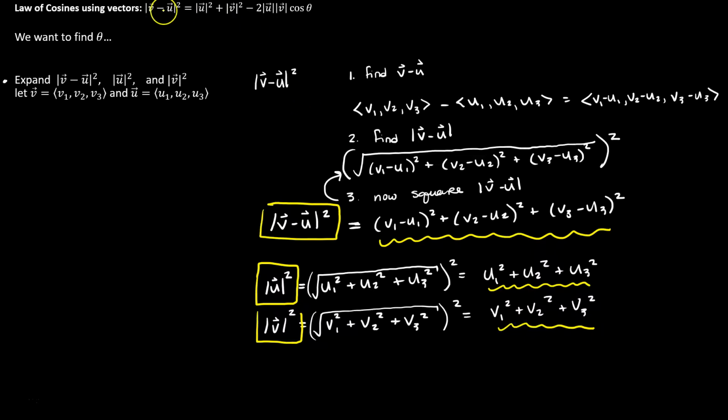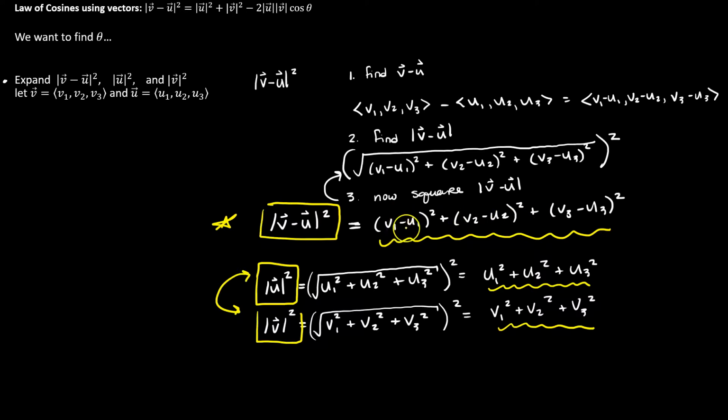Notice that on the left-hand side, we have the magnitude of v minus u squared. And then on the right-hand side, we have magnitude u squared plus magnitude v squared. So these terms, the magnitude of u squared and the magnitude of v squared, are going to balance out with some of the terms that appeared on the left-hand side. And we'll know that after we expand each of the binomials out.